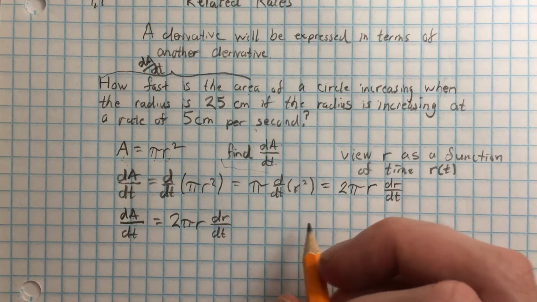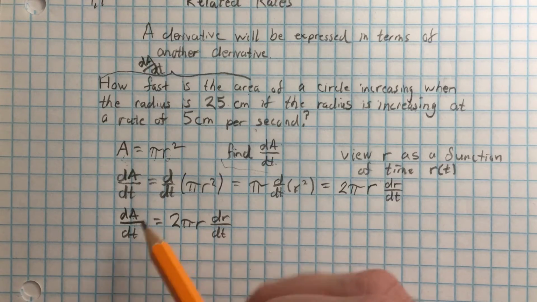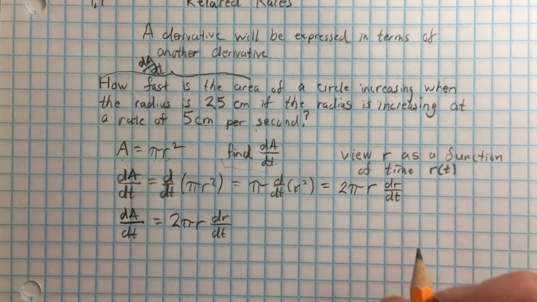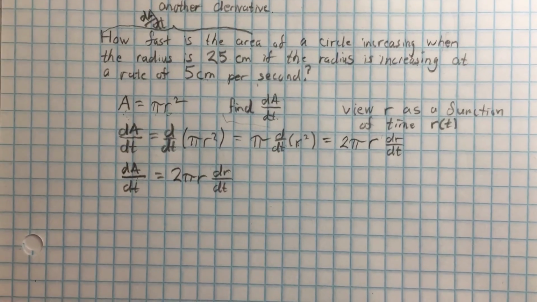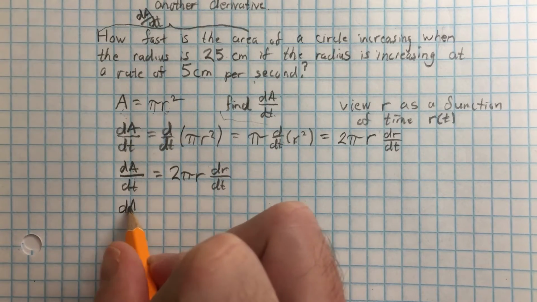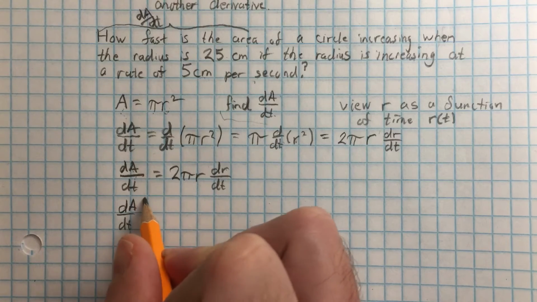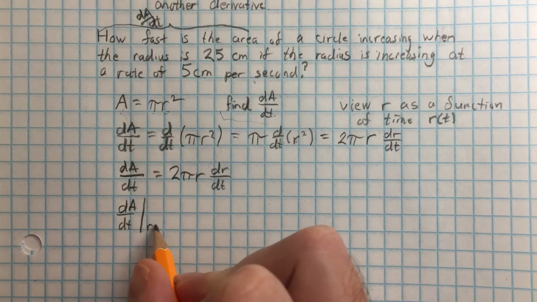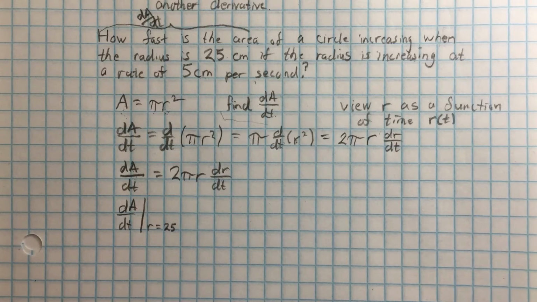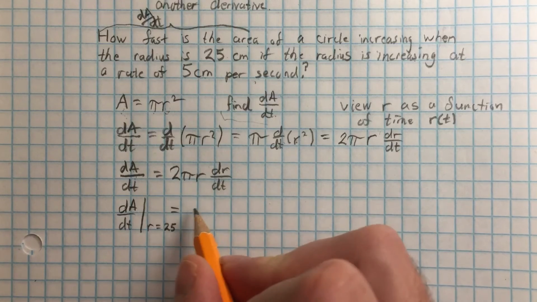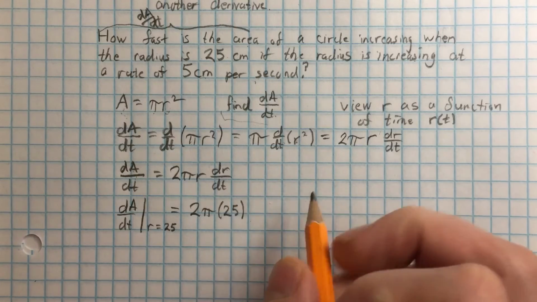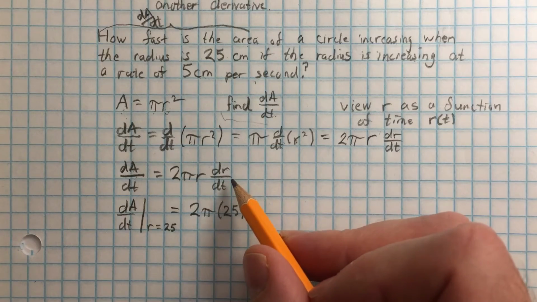All right, so now I want to know dA/dt, particularly when the radius is 25. All right? Now we'll start to fill in some pieces here. So dA/dt, particularly when radius equals 25 centimeters. Okay, if that's the case, what does the right-hand side look like? Well, it's going to be 2 pi 25. But dr/dt I have not filled in yet.